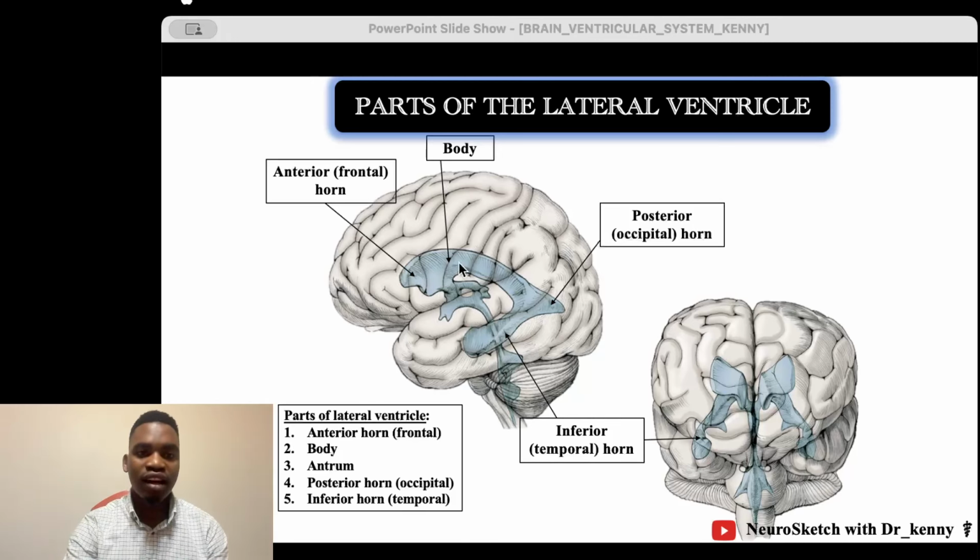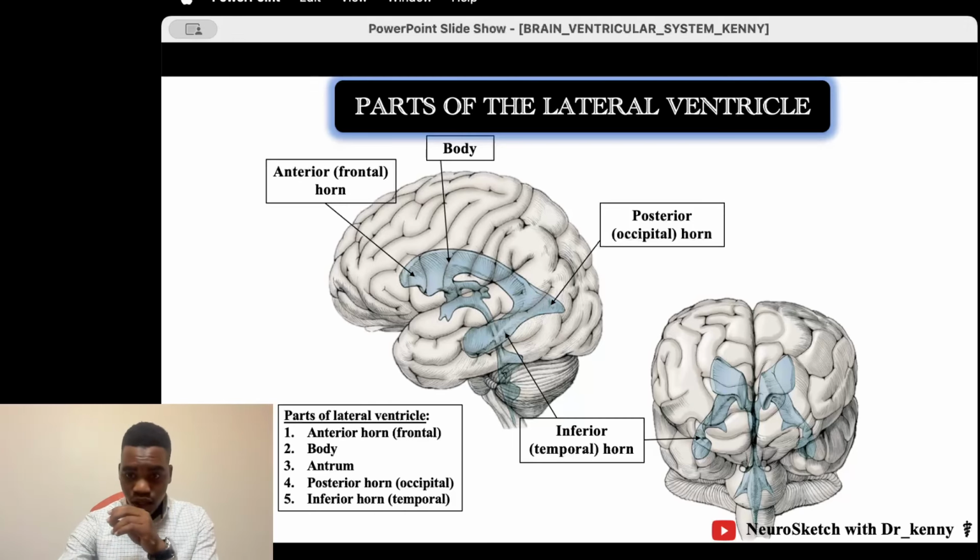And then we also have a body, the body of the lateral ventricle, and then we have the splenium somewhere around here, where the anterior horn, the posterior horn, and the inferior horn meet together.